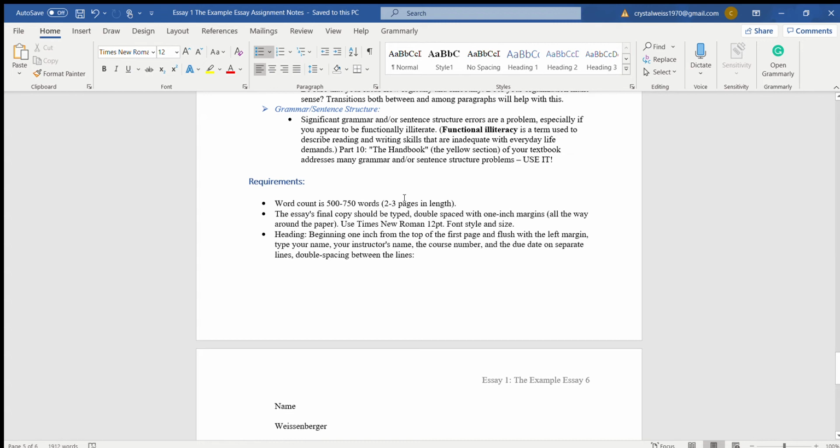Grammar and sentence structure. Okay, you want to make sure that you pay attention to this. You do not want to be seen as functionally illiterate. What that means is that your reading and writing skills are inadequate for everyday life demands. I'm pretty lenient most of the time when it comes to grammar and punctuation. However, if it becomes excessive, you will lose points. If you look here on your rubric, there's a list of everything, okay?